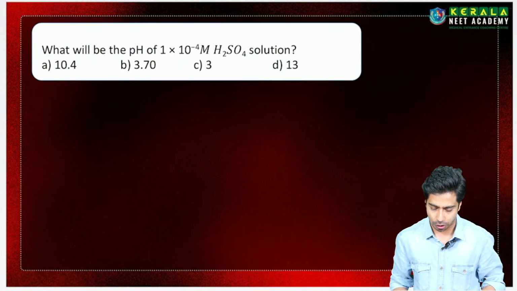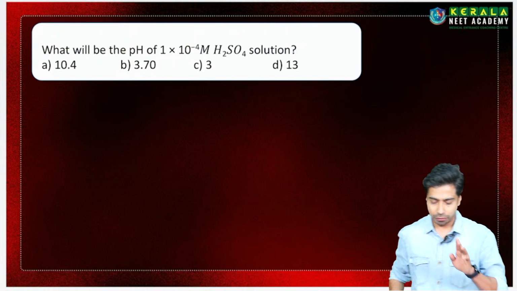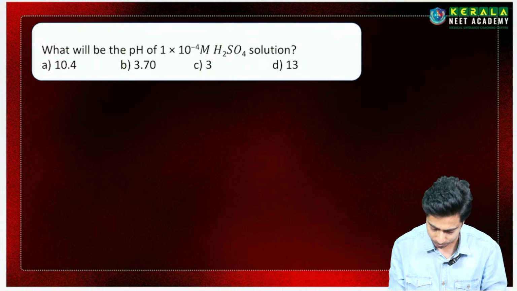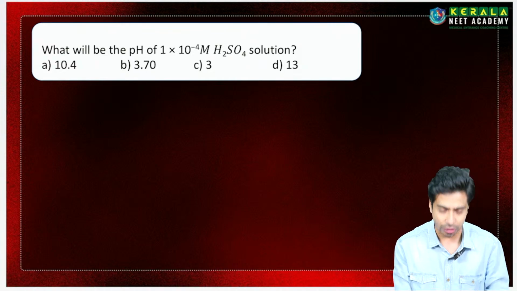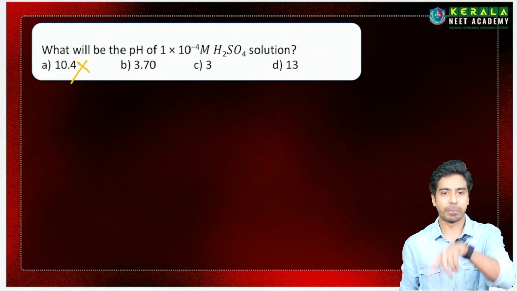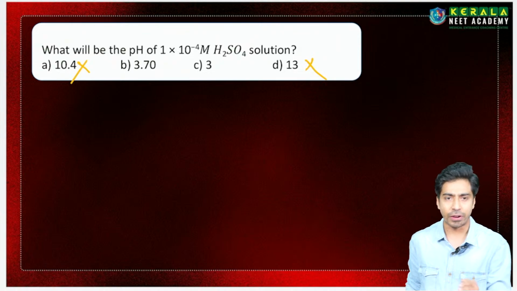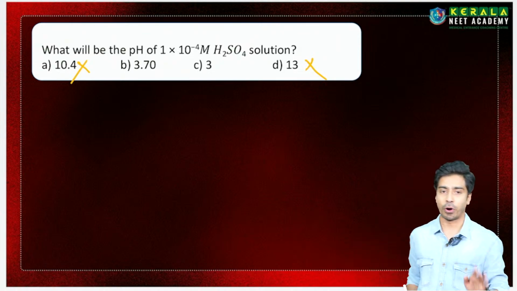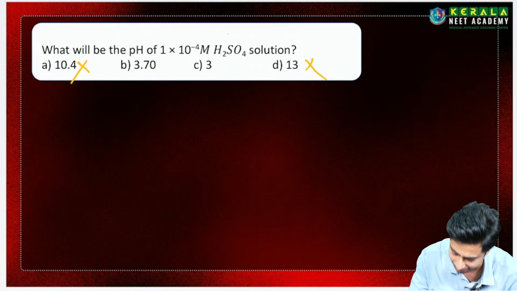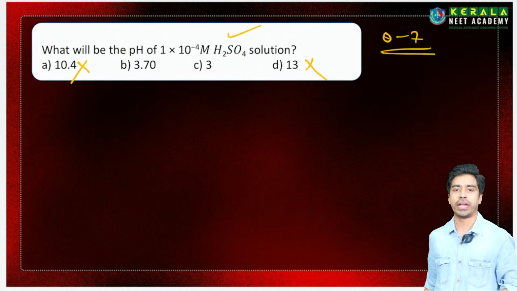What will be the pH of 10 raised to minus 4 molar H2SO4, sulfuric acid? Listen here, first of all I can assure you that the answer can't be 10.4 or 13, which are basic pH. So the answer will be either 3.7 or 3, because we are dealing with an acid, and acidic pH will be between 0 to 7.